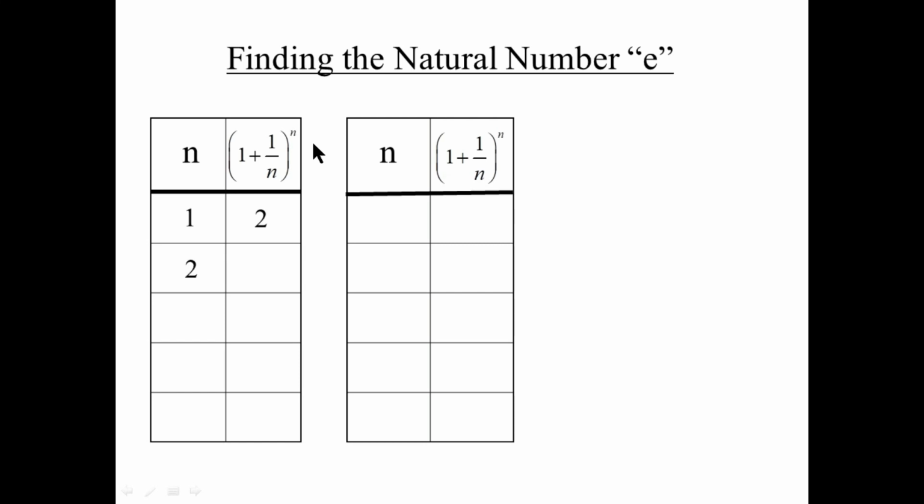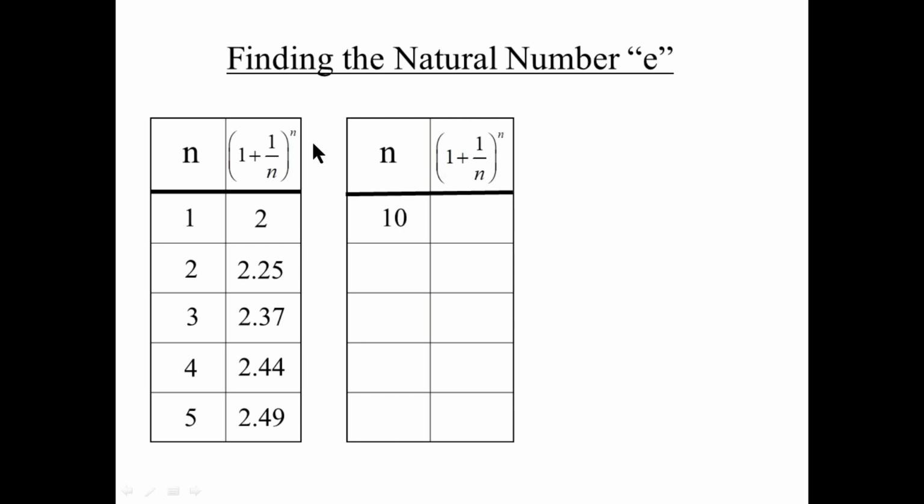And if n was 2, then this is 1 plus 1 over 2, which is 3 halves squared, 9 quarters, which is 2.25. And if n was 3, then this would be 1 plus a third, that's 4 thirds cubed. That would be 64 over 27, and my calculator says 2.37. And if n was 4, this would be 5 quarters to the exponent 4, 2.44. And if n was 5, this would be 6 fifths to the 5, 2.49.